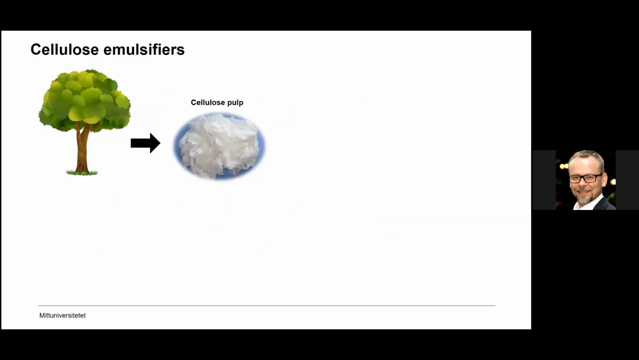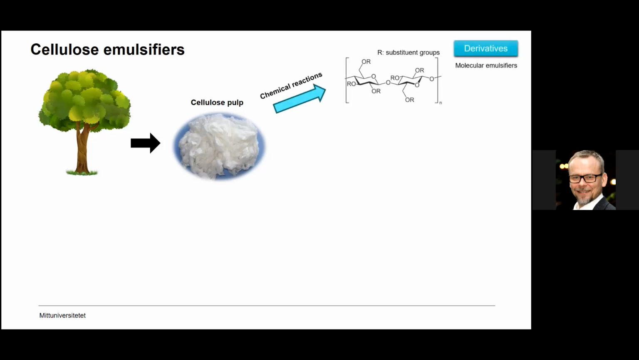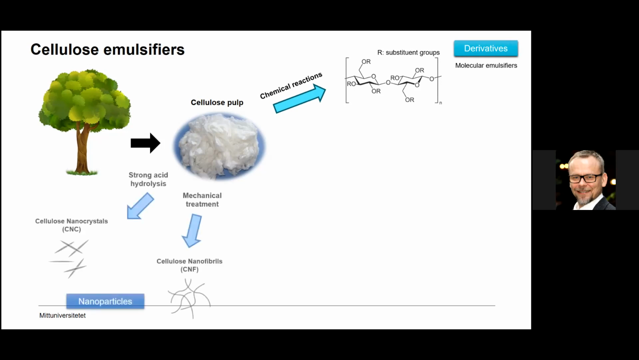What do we use then? Yeah, in our research, we're going from the forest, as I started with here, going into cellulose pulps. And then there are these cellulose emulsifiers, for instance, the derivatives like the ether compounds, which you get directly from the pulp via chemical reactions. It's usually a solid state reaction, more or less, and then you get your ethers afterwards.